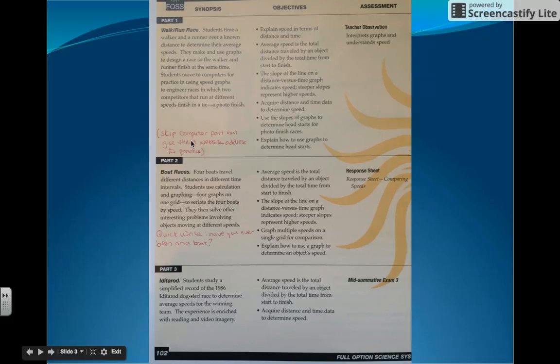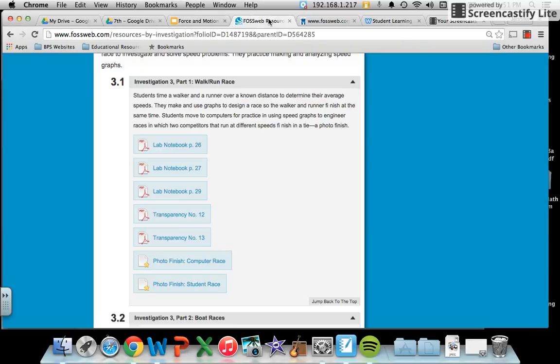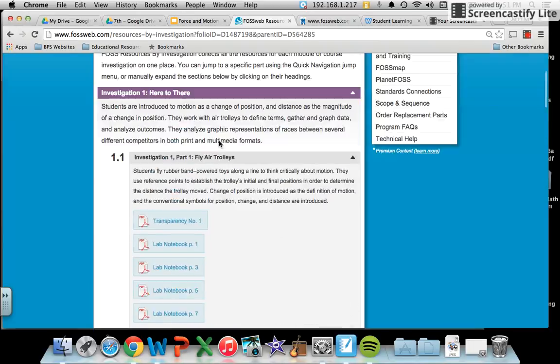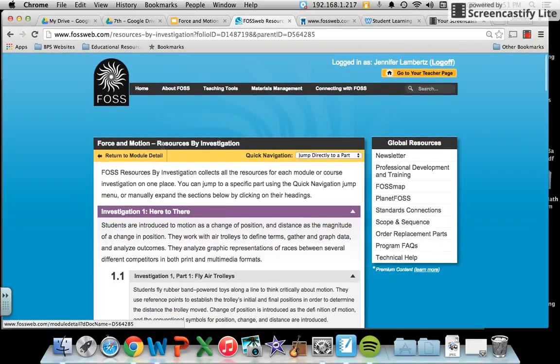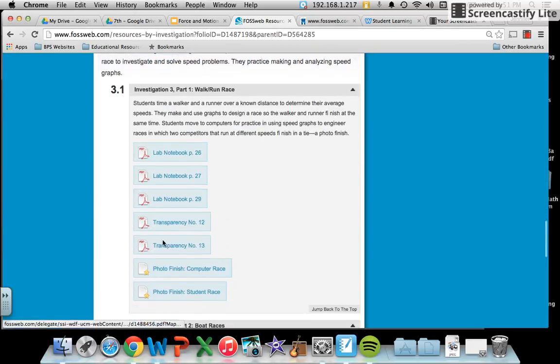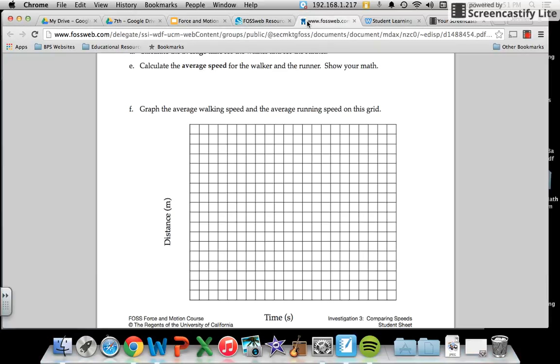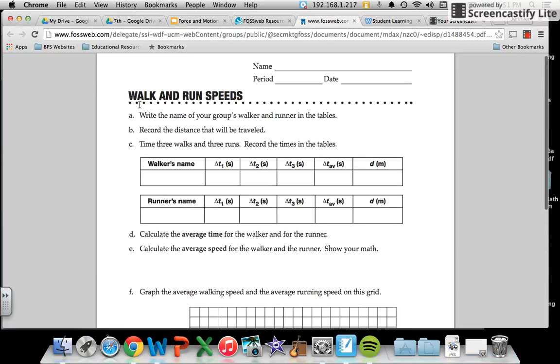At the end of this part, there is actually a computer part, and I do want to show you again where that is. So if you go to your FOSS web resources, it's the best place, and where I am is just the resources by investigation. So I'm going to go down to investigation 3, and these are all their lab notebook sheets. So if you look at this, this is the lab notebook sheet, walk and run speeds. This is what the students would get.